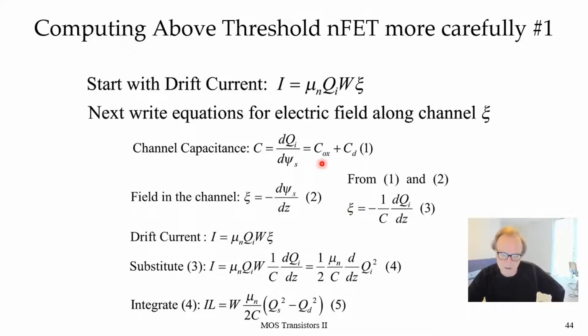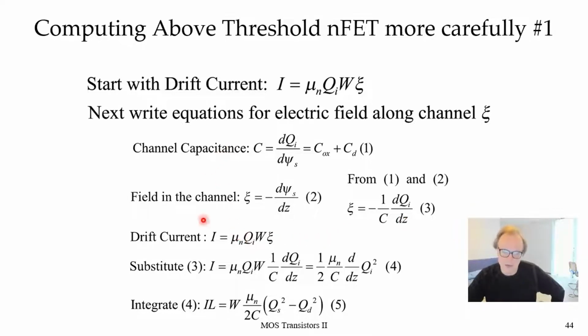Let's look at these two equations again. So here's d psi S. If we put this together, we see d psi S is dz times the electric field. It's just combining these two things together. We find the electric field is 1 over the capacitance times the derivative of the inversion charge along the channel.